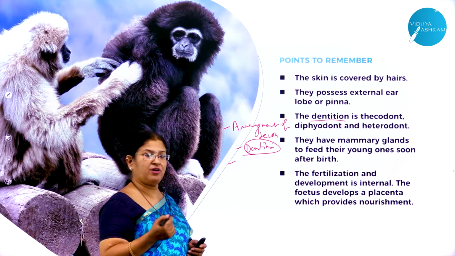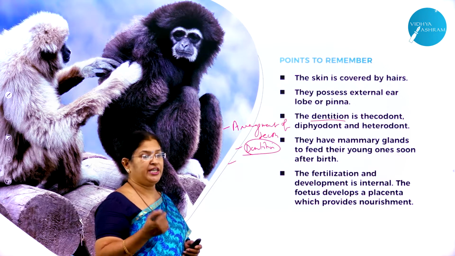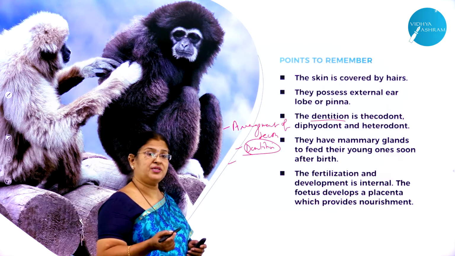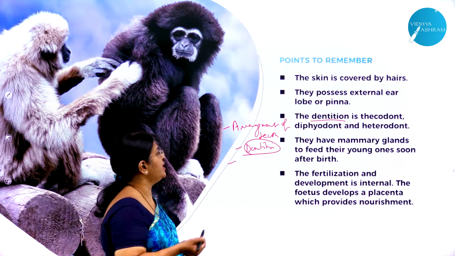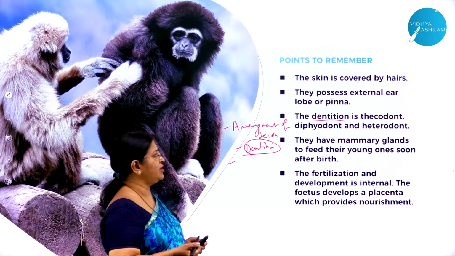I think all of us know we are all jawed animals. We are having teeth. Whereas in case of birds, jaw is modified into what? Into a beak. So toothless beak there. Here, arrangement of teeth is called dentition.